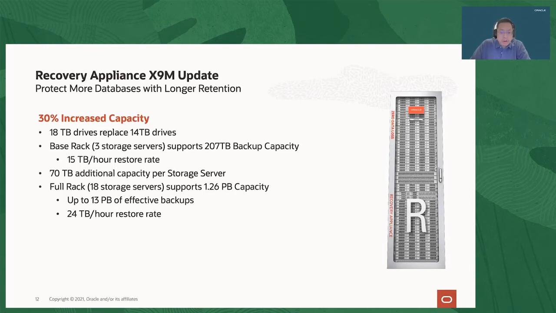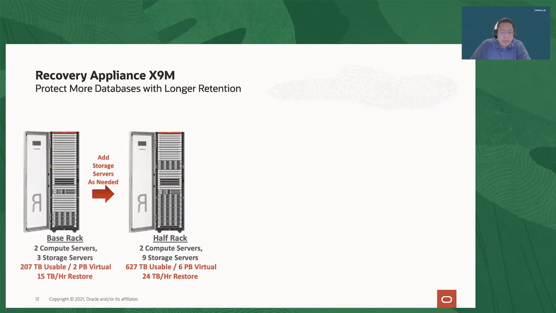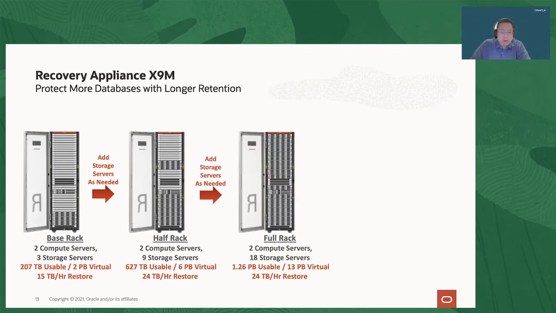And a full rack can support 24 TB an hour restore rate. We've actually seen customers do even more than that in different environments. So that's just a, if you will, conservative number that we publish for this full rack system. As you can see, we start with a base rack, and as we add more servers, we can increase the storage. You also increase the bandwidth for restores from 15 to 24, into a half rack, and then into a full rack, as you see here.